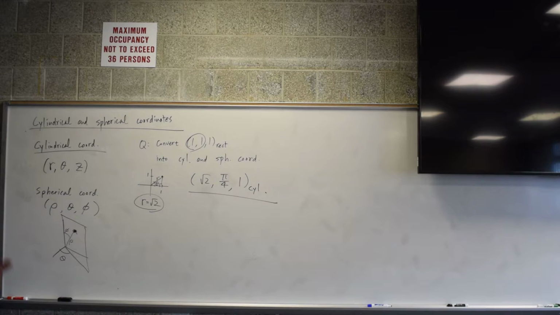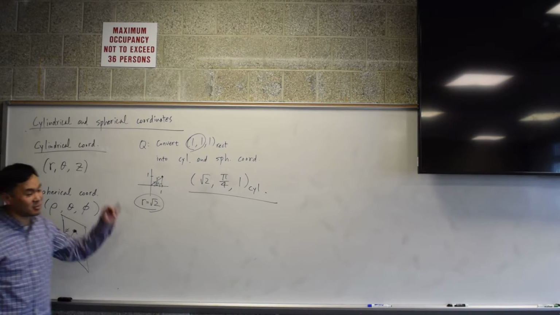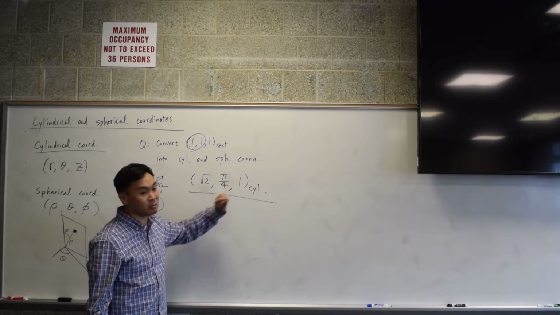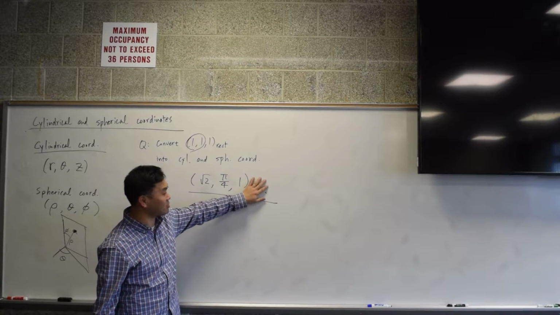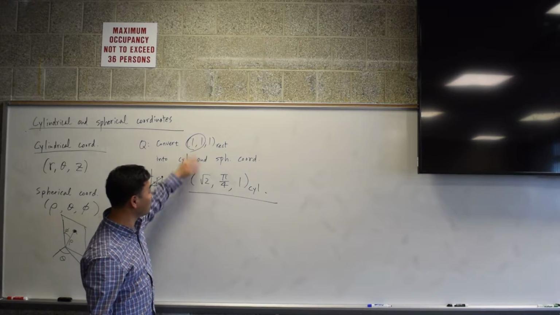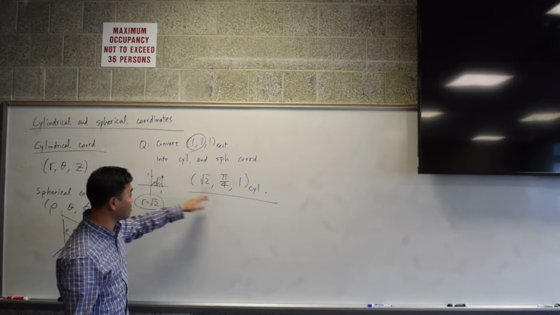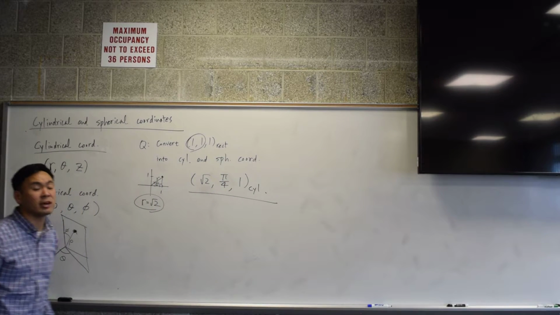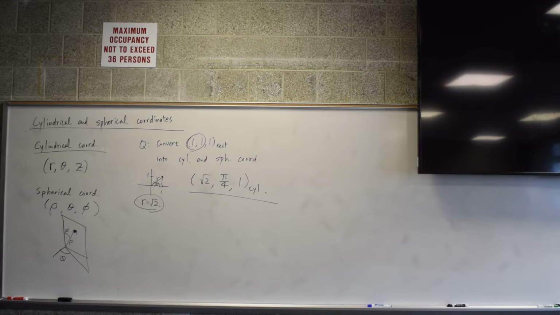I wrote down CYL so that it represents the cylindrical. But usually you can figure it out by context, so a lot of times it's not written at all. But if you have various coordinate systems used together, you want to distinguish them by using these abbreviations.